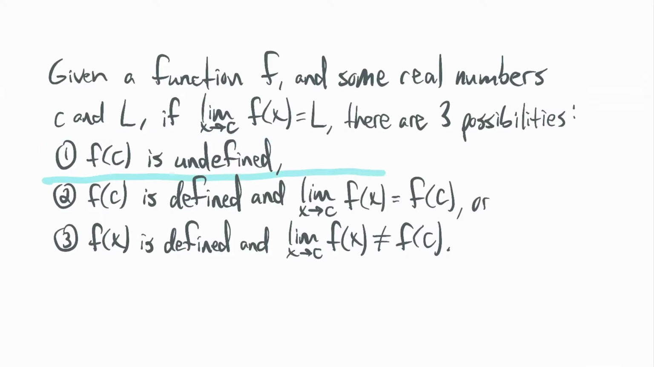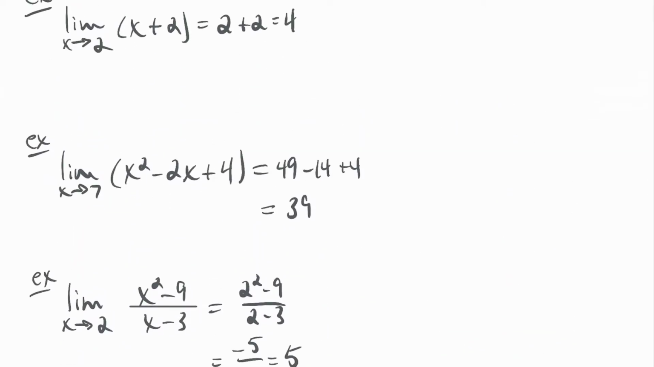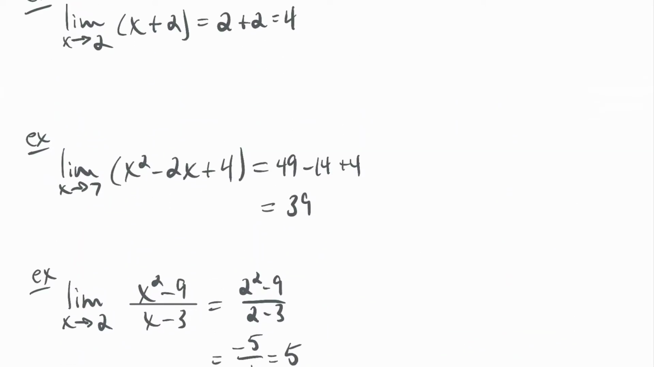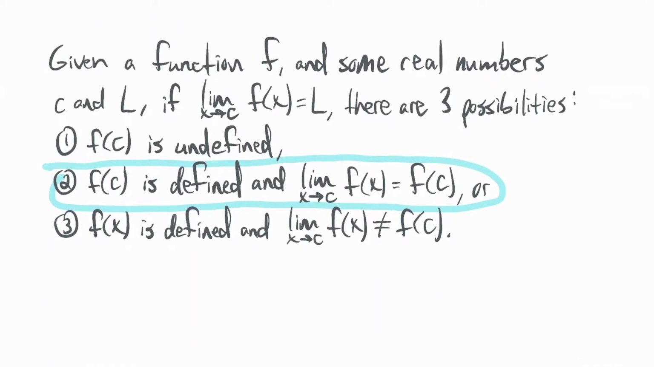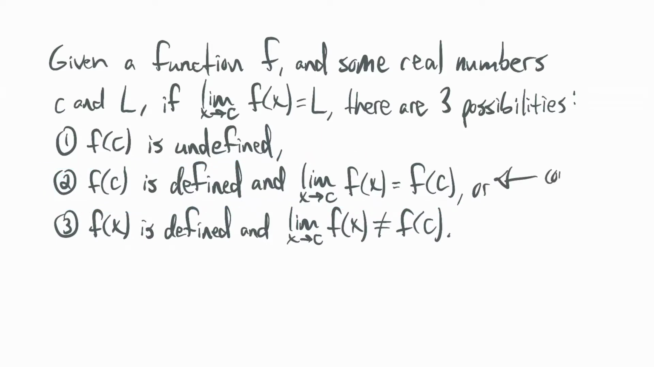Another possibility is that f of c is defined, and the limit and the function value agree. That's what happened with these three, where plugging in works. Under this situation, the function is said to be continuous. So let's make a note. These are the continuous functions when that happens. And we'll talk a little bit about those in a second.